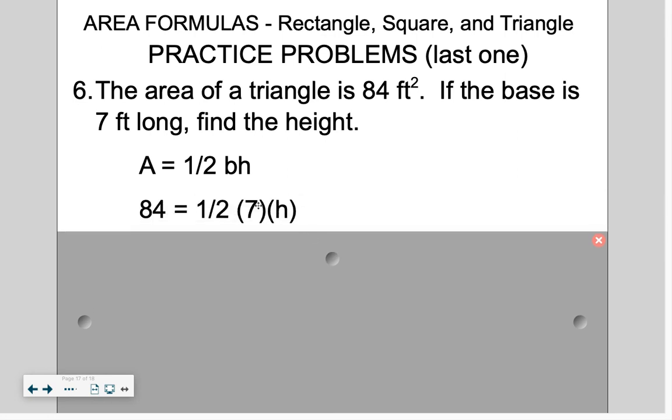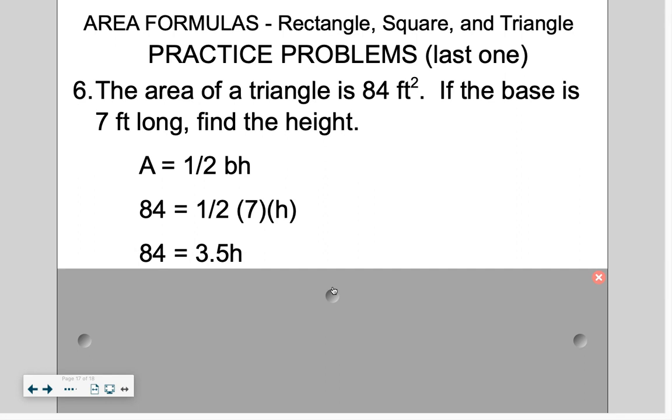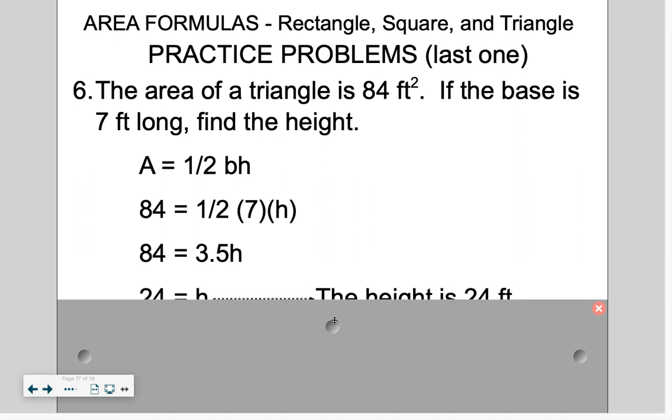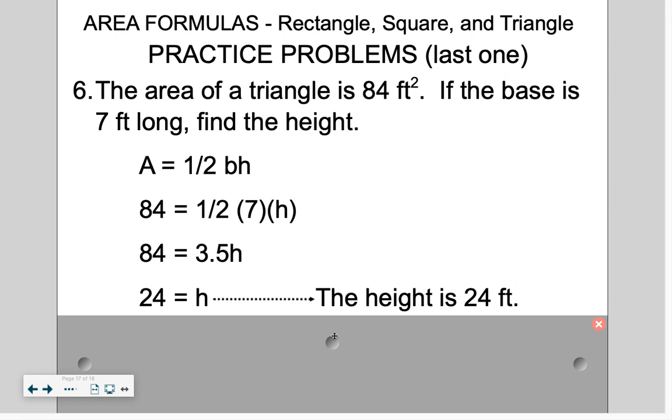As we were saying before, it is just 1/2 times this number times this number. So it's not 1/2 times both of them. So we have the 7, might as well take half of it. So half of 7 is 3.5. And our last step is algebraic, so try and get rid of this 3.5. So 3.5 times h, we undo the multiplication by dividing. So dividing both sides by 3.5, and you should get h to be 24, meaning the height of the triangle is 24 feet.